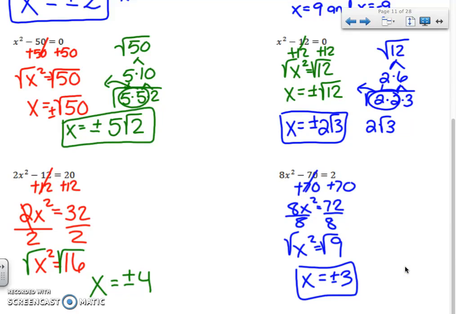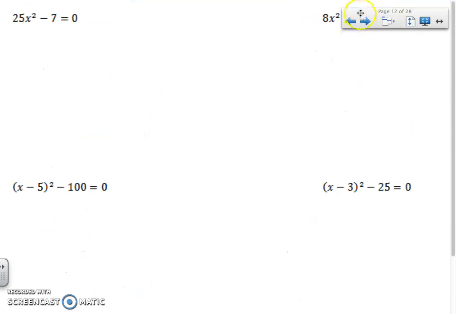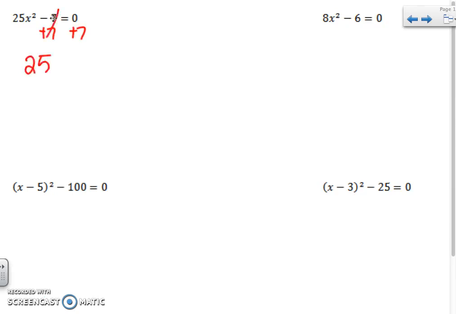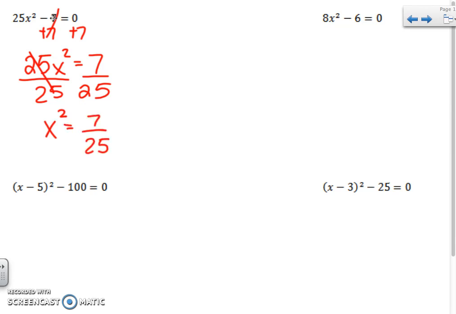Let's take a look at the back page at some trickier problems. So on this side, again, we're still going to get rid of that negative 7 by adding 7. I would get 25x squared equals 7. I would divide by 25, which is going to give me a fraction. So I would leave it as x squared equals 7 over 25.